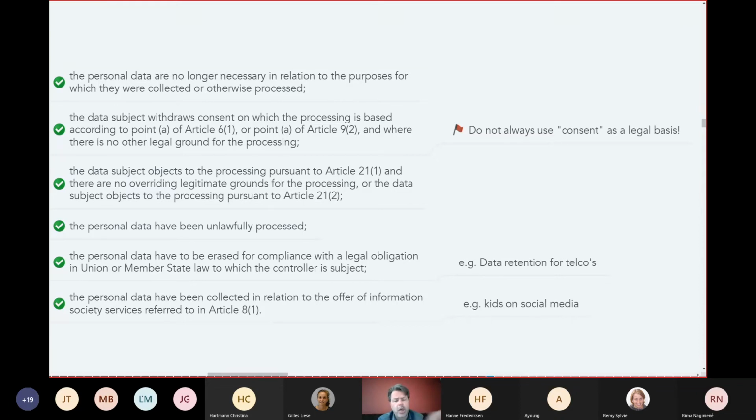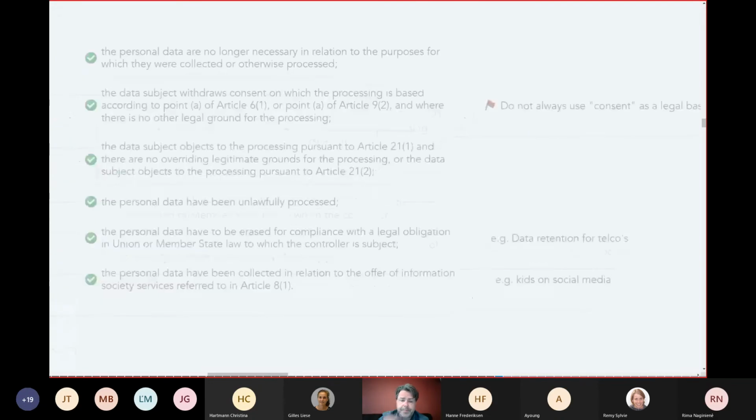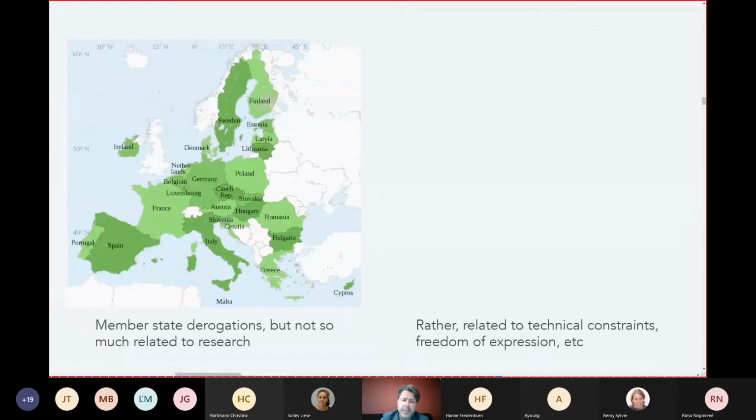The other ones are less interesting, or they are very straightforward. For instance, if you're processing data illegally, of course it makes sense that somebody can request to be forgotten. Again, here there are member state derogations, but I have looked into some of them, and I did not find any which was really directly related to research. They are more related to freedom of expression, to the world of journalism, for instance, and sometimes also to technical constraints. So a little bit less interesting for us.